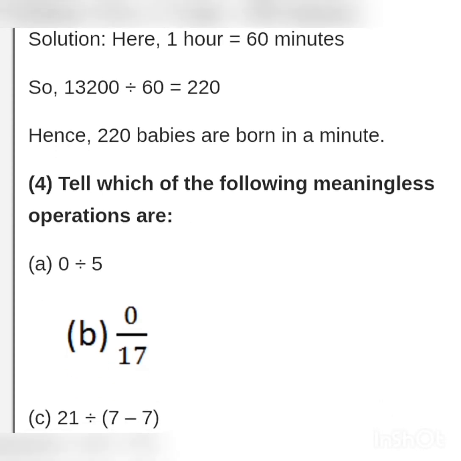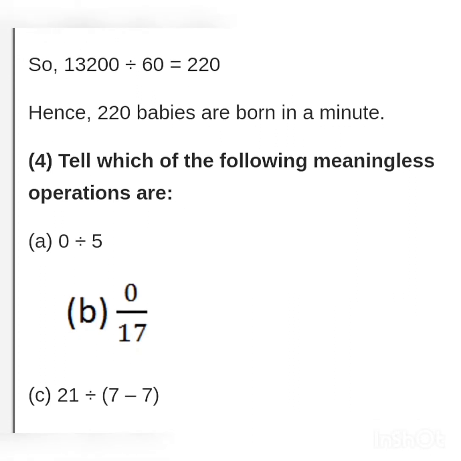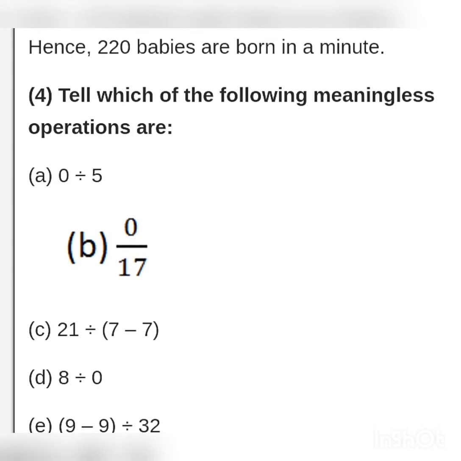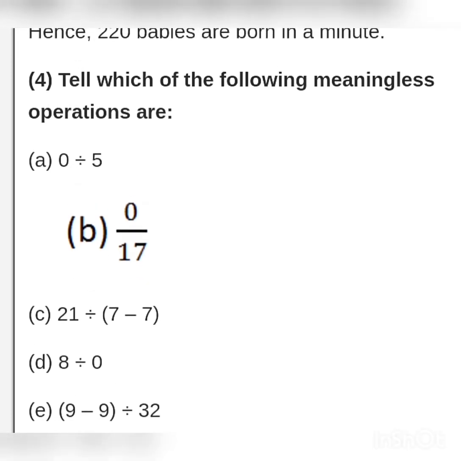About 13,200 babies are born in the world every hour. About how many are born in a minute? Solution here, 1 hour is equal to 60 minutes. You already know that 1 hour is called 60 minutes. 13200 divided by 60, so 220. So hence 220 babies are born in a minute.